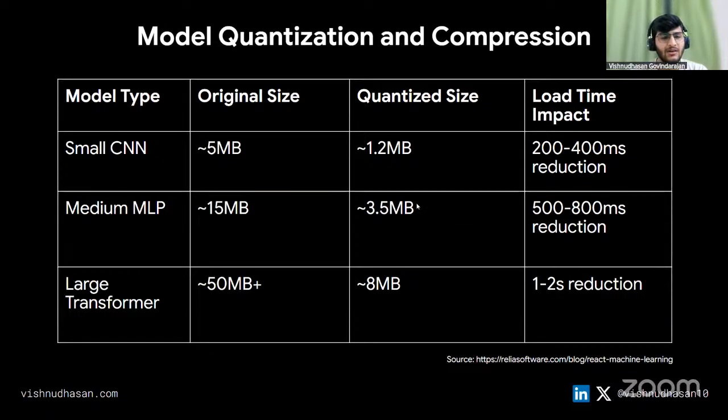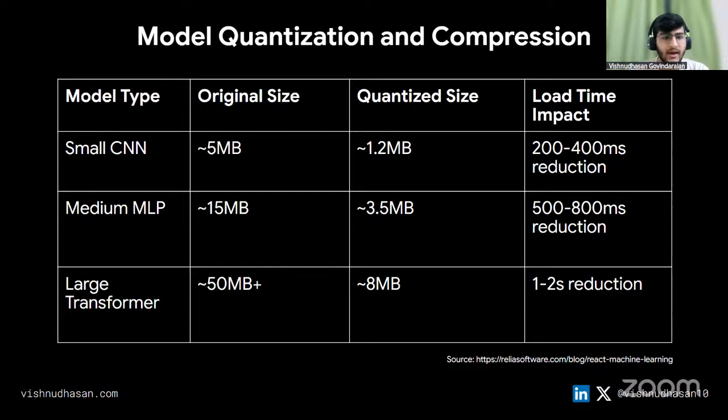So if it is a small CNN model, if we quantize it from 5 MB to 1 MB, it is going to reduce 200 to 400 milliseconds, which might sound like very little time. But just imagine the time that we took to predict my emotion. It was less than 8 to 10 milliseconds on average, as far as I tested all these days. And if we reduce 200 to 400 milliseconds, it's going to be huge from the perspective of UI.